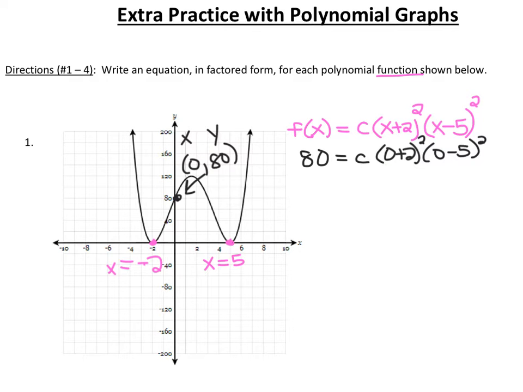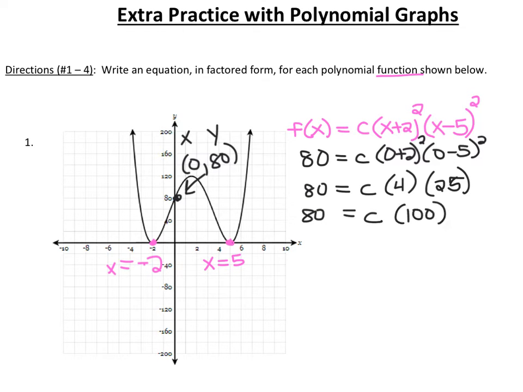Okay, so let's do it. I'm going to bring down this 80, and I'm going to bring down the equals c, and then 0 plus 2 is 2, and 2 squared is 4. So I'm going to change this to a 4. Now over here, 0 minus 5 is -5, and -5 squared, right? -5 times -5 is positive 25. So I'm going to replace this with a 25. Now let me bring down the 80 equals c, and then 4 times 25 is 100.